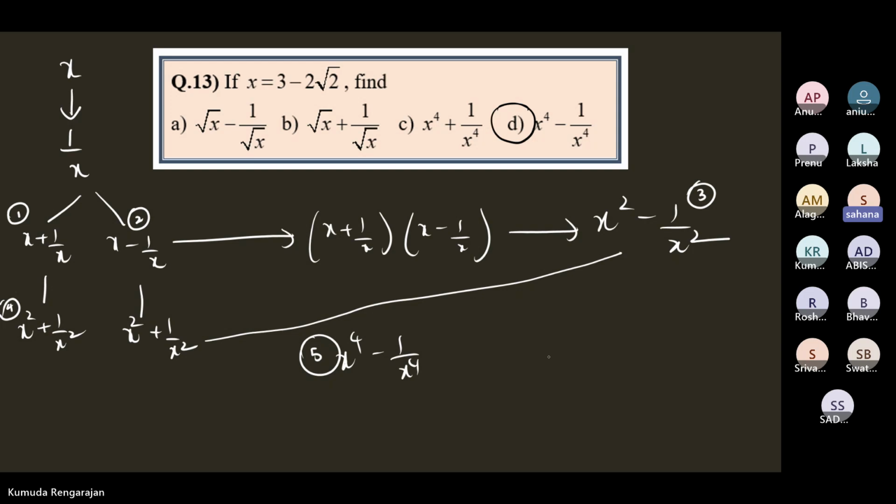Ma'am, minus 816 root 2, ma'am. Is that Sahana? Yes, ma'am. Ma'am, it's 1156. 1154, ma'am. Okay, fine. We'll just wait for the others to complete.